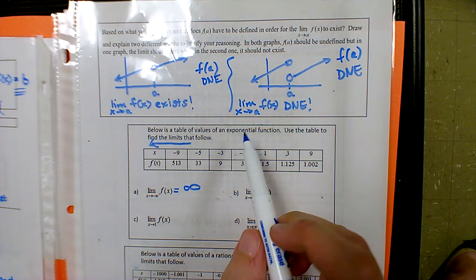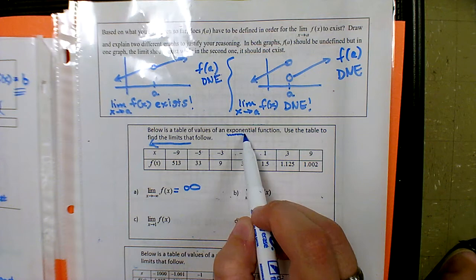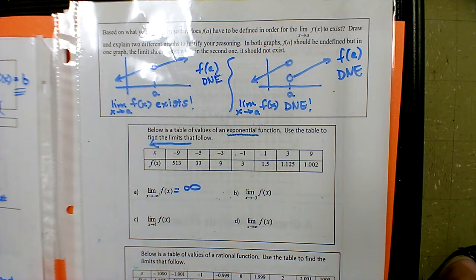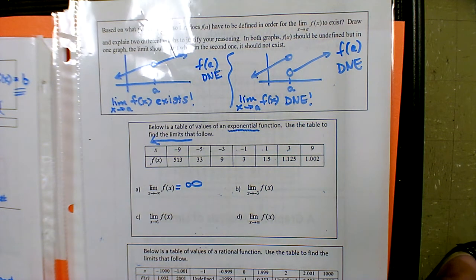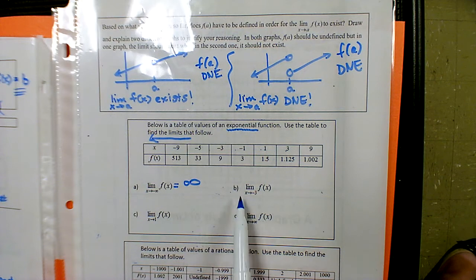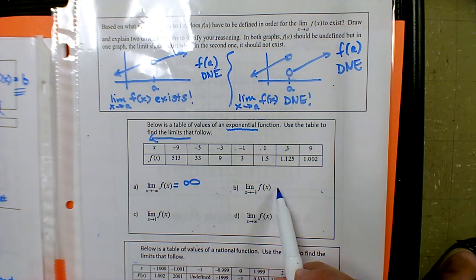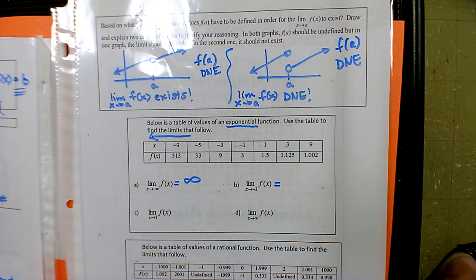Okay. They also gave us maybe a tidbit of information here. This is an exponential function. Okay, so it's a very quickly growing graph. Let's check out this one. As we approach -3, what does the height of the graph do?